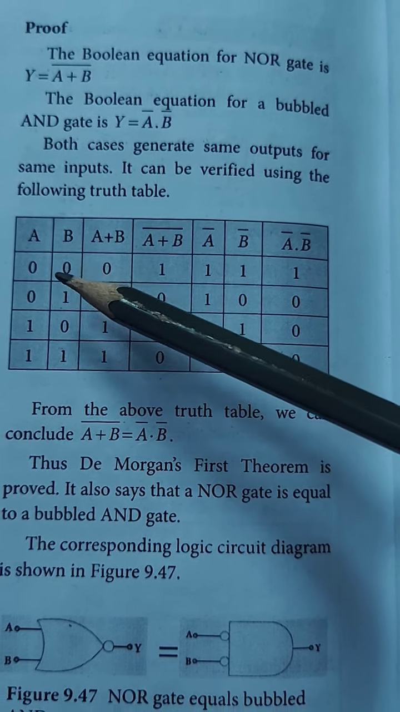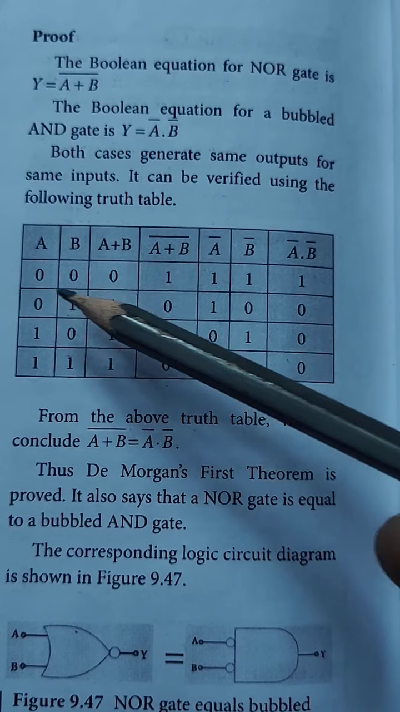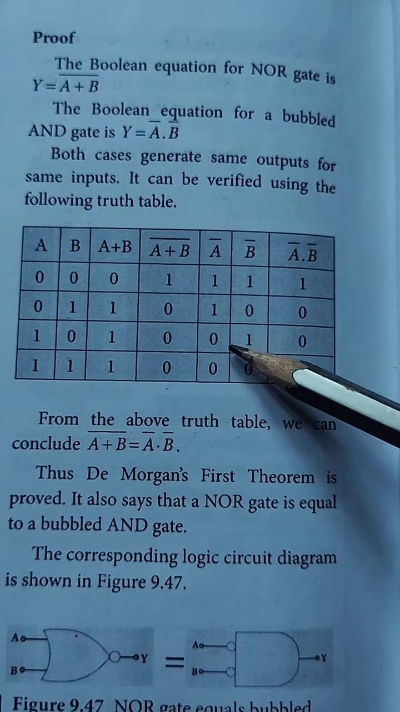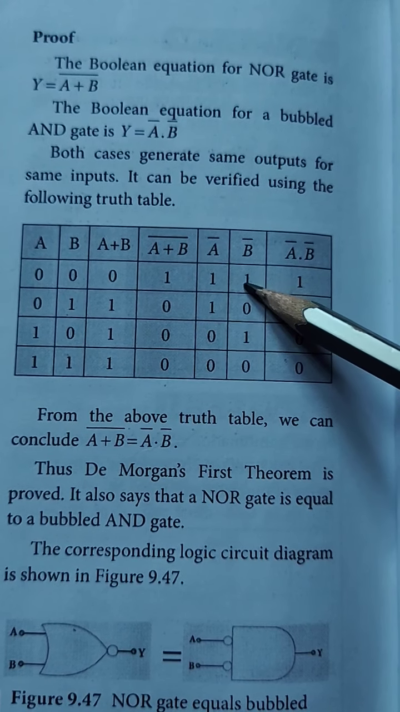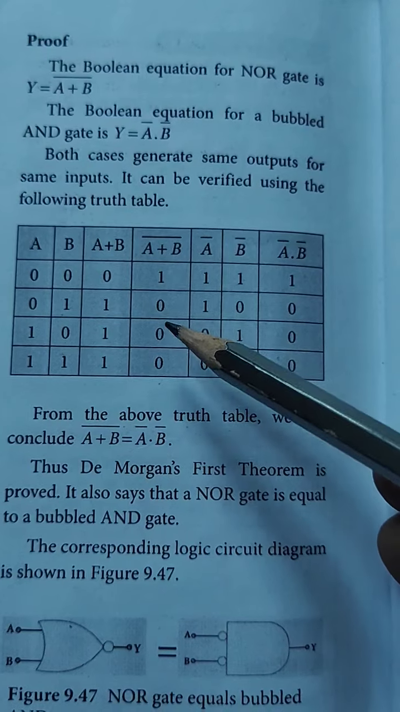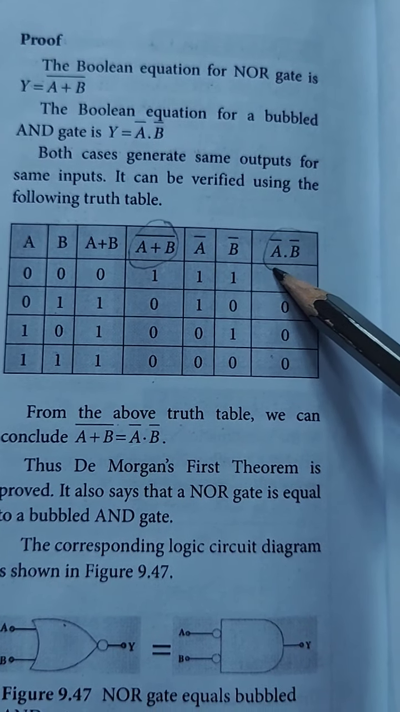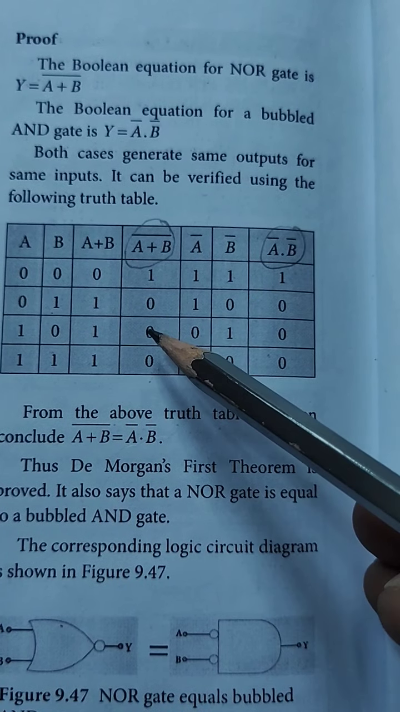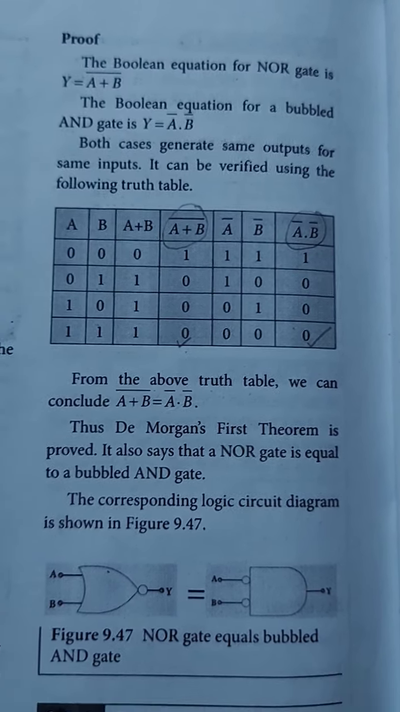In the second case, we take the complement of A and B respectively. So 0 becomes 1 and 1 becomes 0, the reciprocal value. So multiplying the complements of A and B, we get the resulting value. So here, in this table, A plus B whole bar is equivalent to A bar and B bar. This is De Morgan's theorem. So the first theorem is proved.